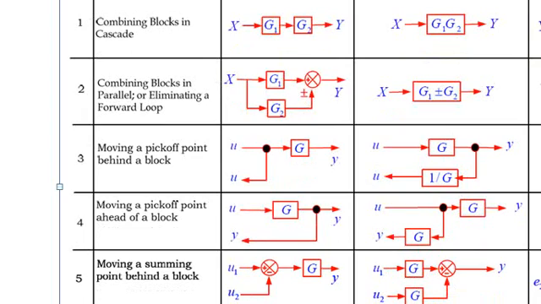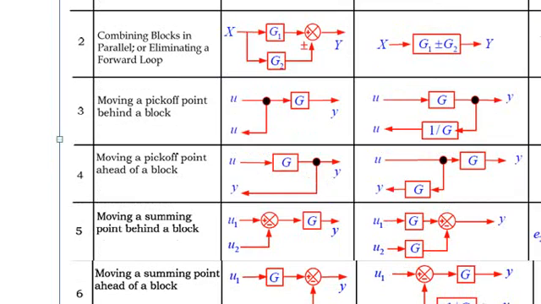Next, moving a summing point behind a block. Here the summing point is in front of the block. If you want to move it after the block, this is the way. We can take one more block here, G, G. Now output Y will be equal to the combination of G into U minus U1 minus U2.